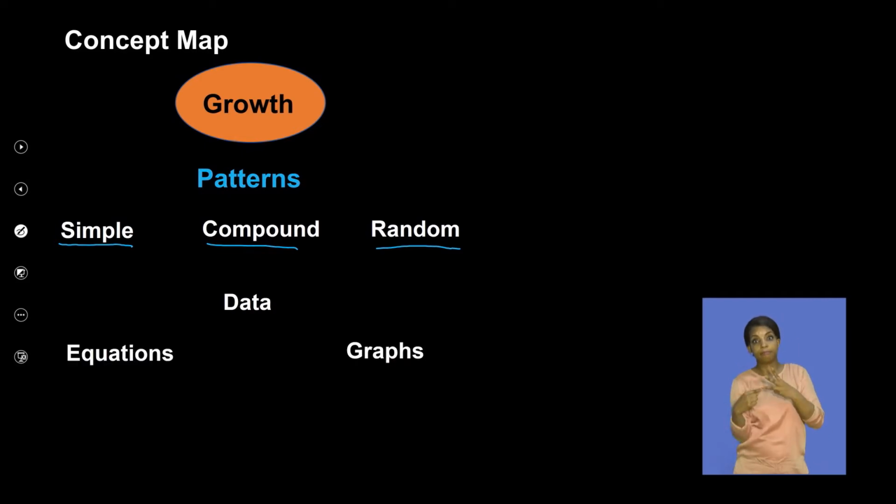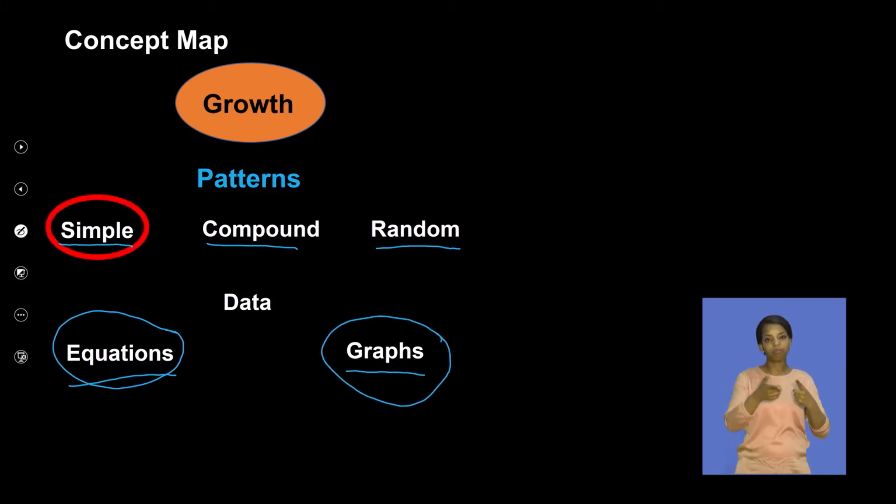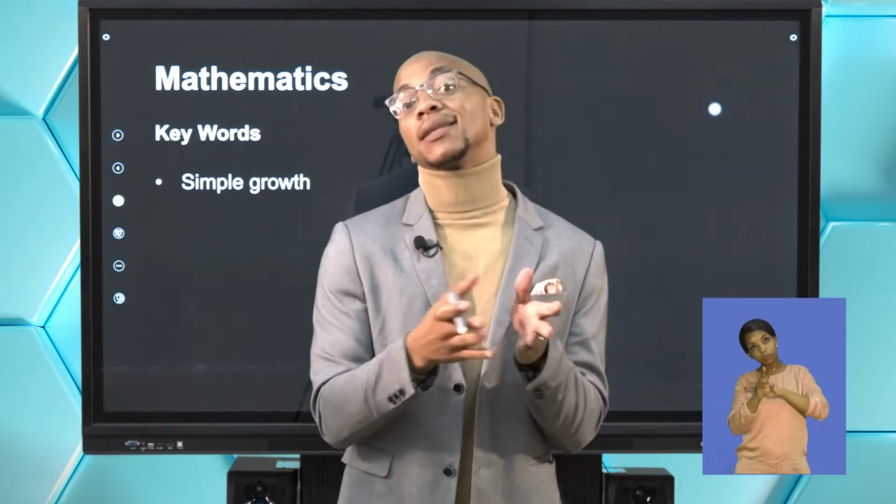Now, with data, it's either going to be equations and graphs. So we're going to use patterns to talk about equations, number one, and then also to pin this down to our graphs. Now, specifically, let's look at simple growth. There are keywords that I'm going to be giving you that you need to look at, please, under simple growth. These would be words that explain what it means to have simple growth, and also what we need to do to try and predict what would happen in the future, given that this is a simple growth.